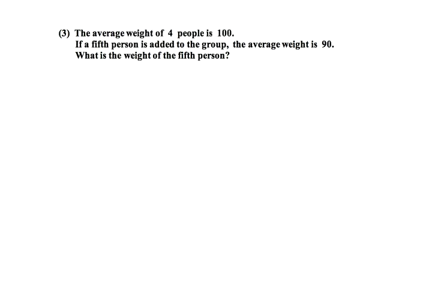Next problem. If you want to try this on your own before seeing the solution, you can pause the screen now. Here it says the average weight of 4 people is 100. If a 5th person is added to the group, the average weight is 90. What is the weight of the 5th person?